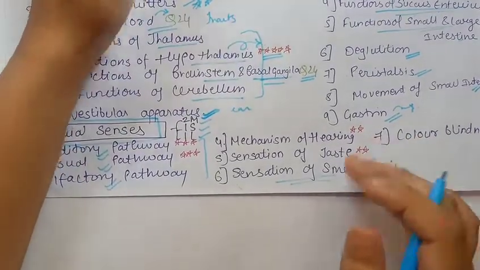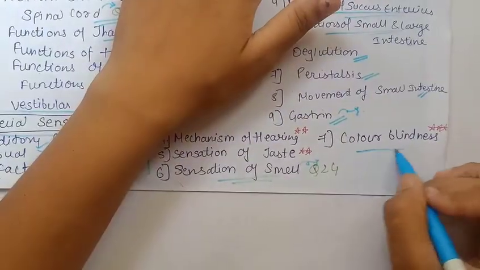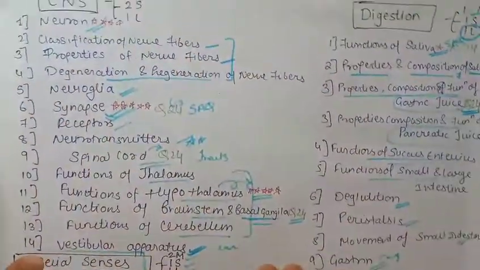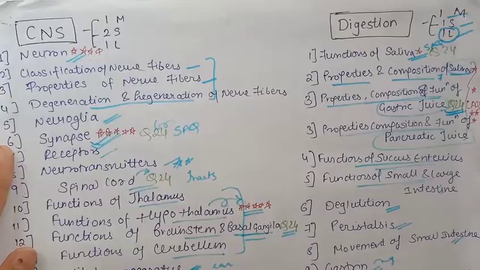So you have to be prepared with all the senses. Then color blindness is important. It can be asked for SAQ. So these are the important questions from your paper 2 physiology.